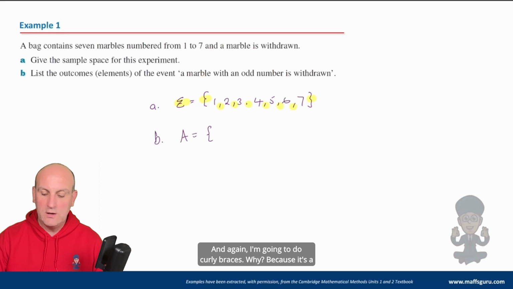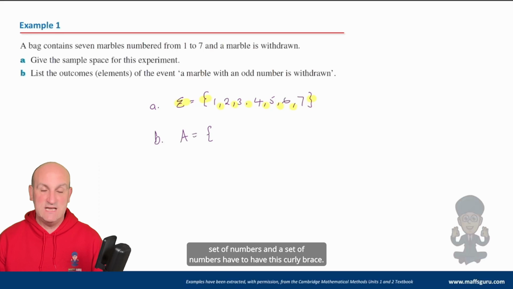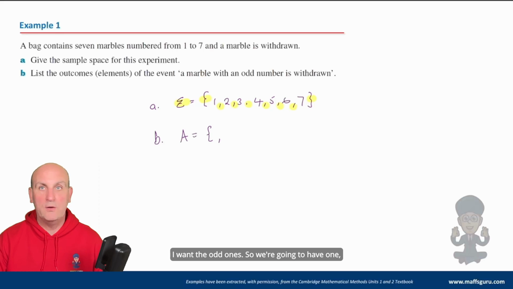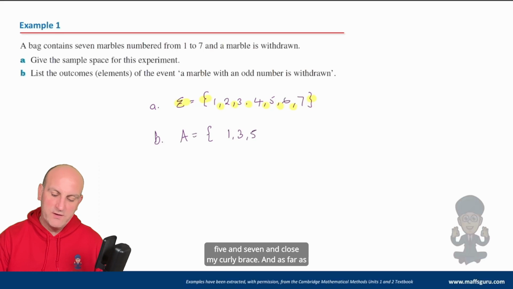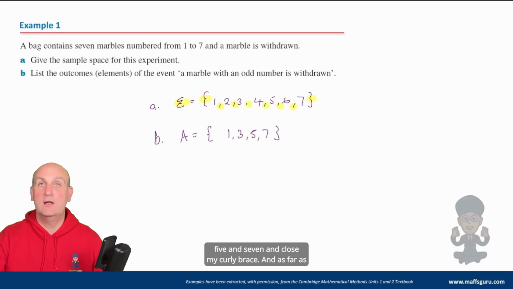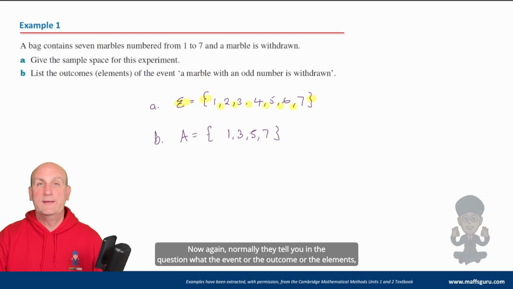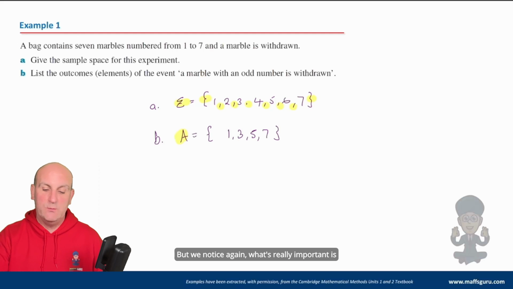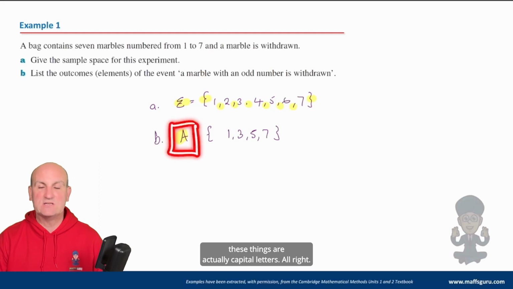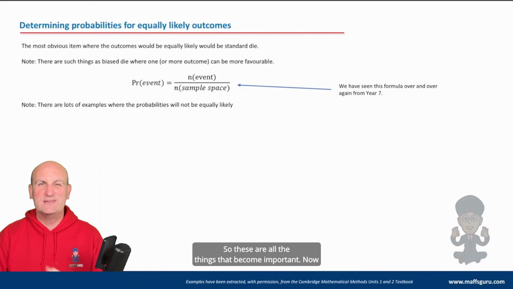And again, I'm going to do curly braces. Why? Because it's a set of numbers, and a set of numbers has to have this curly brace. I want the odd ones. So we're going to have 1, 3, 5, and 7, and close my curly brace, and as far as I'm concerned, I've just smashed that very first question. Now again, normally they tell you in the question what the event or the outcome or the elements will be actually called. I just called it A. It can be anything, but we notice again, what's really important is these things are actually capital letters, all right? So these are all the things that become important.